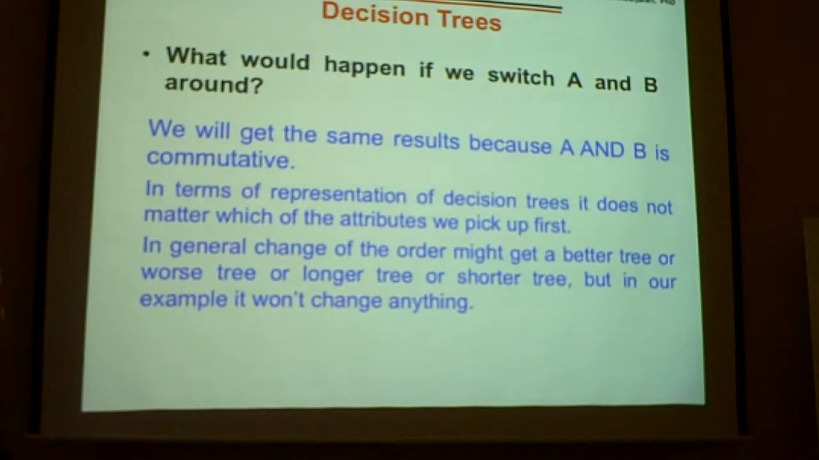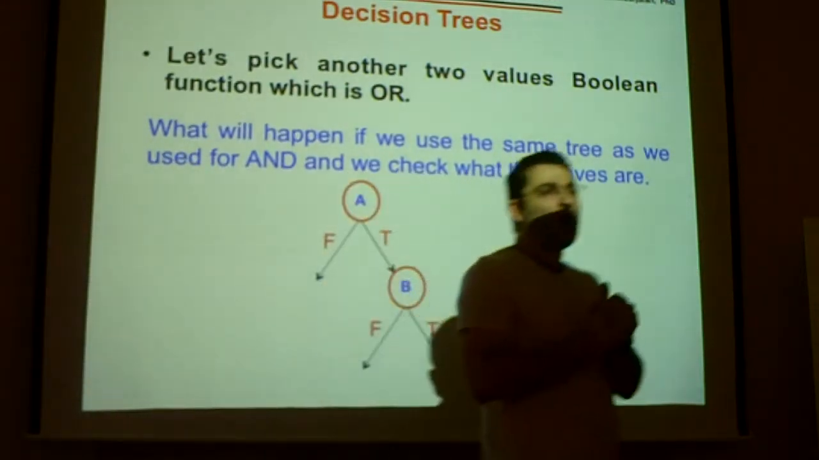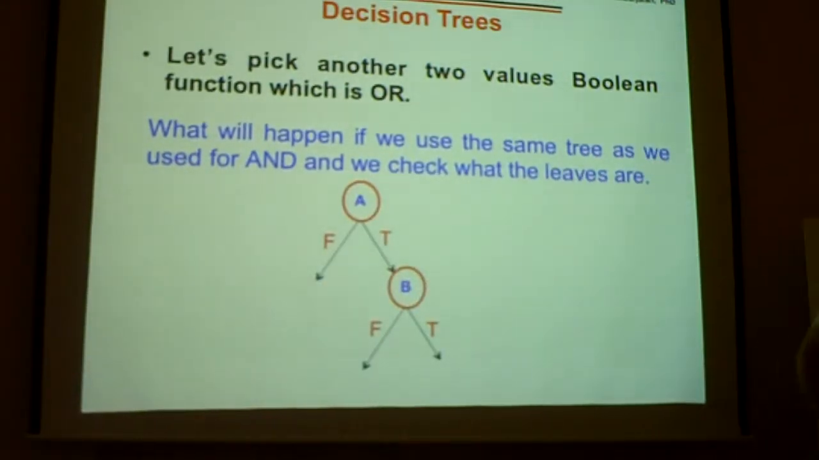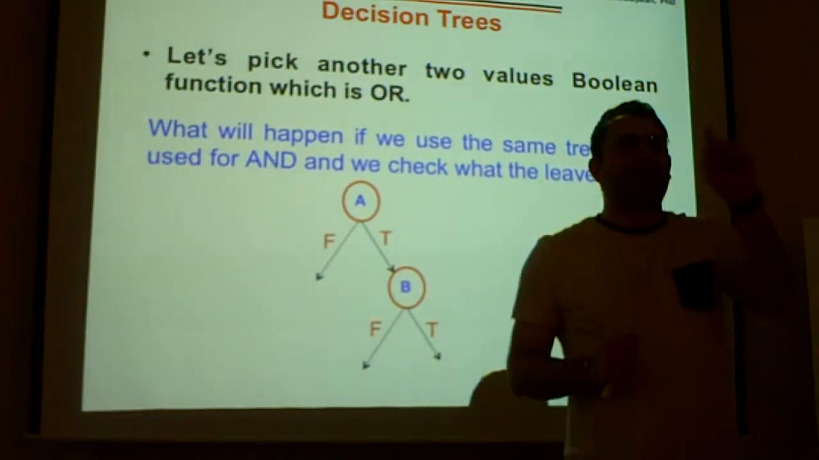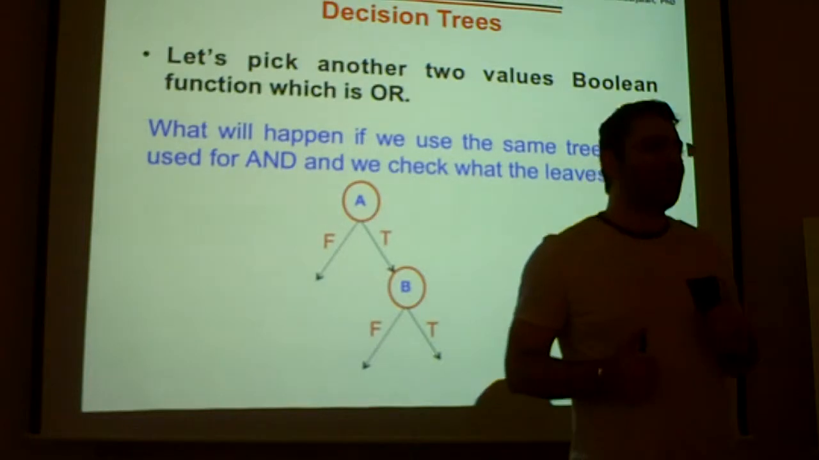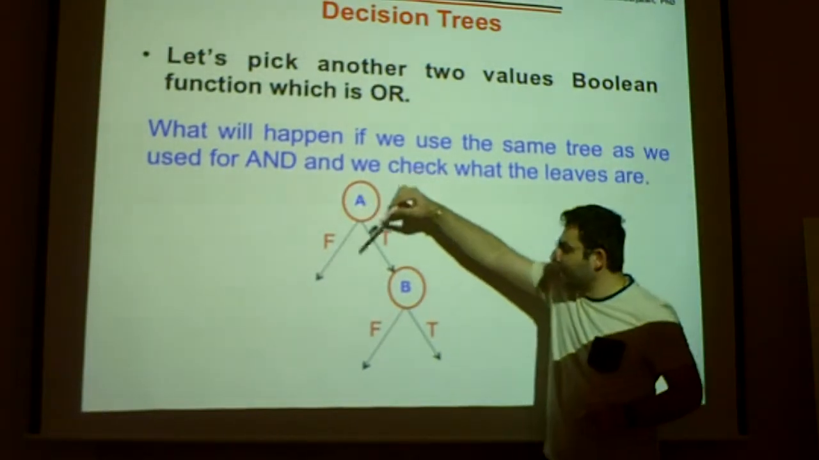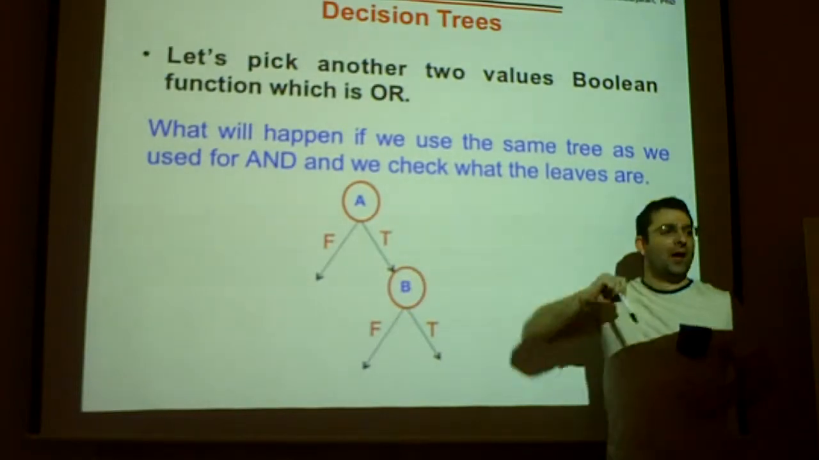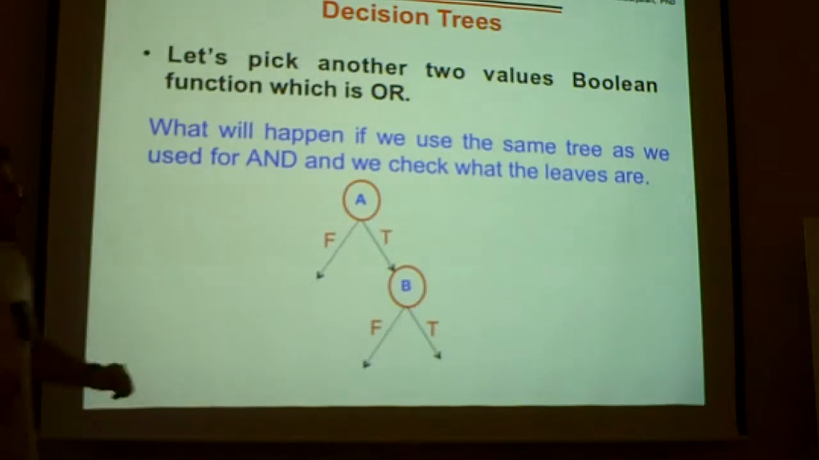And as you can see, on some occasions it won't change at all, like A and B. Now, let's do another one, and let's pick up OR and see how OR works. When do I have OR to become true? One of them being true is enough for me to make it true. So, let's see. I have A, and I have B. And I start with A.